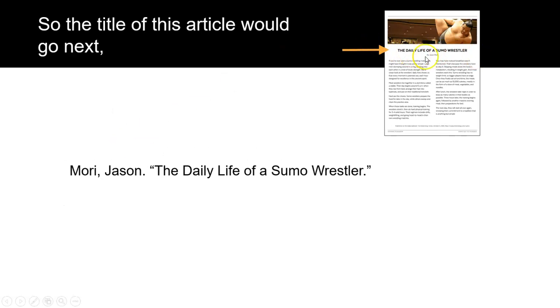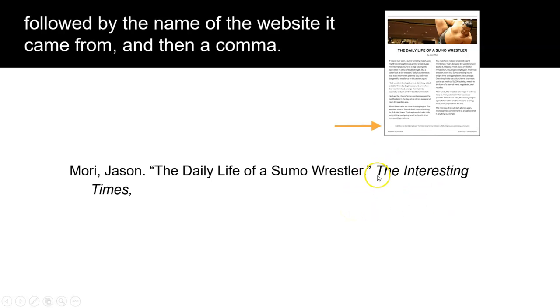The title of this article is The Daily Life of a Sumo Wrestler. So we're going to put that in quotation marks because it comes from a larger container from an online source. And that source is the online magazine, The Interesting Times. So we need to italicize that and then put a comma after it.